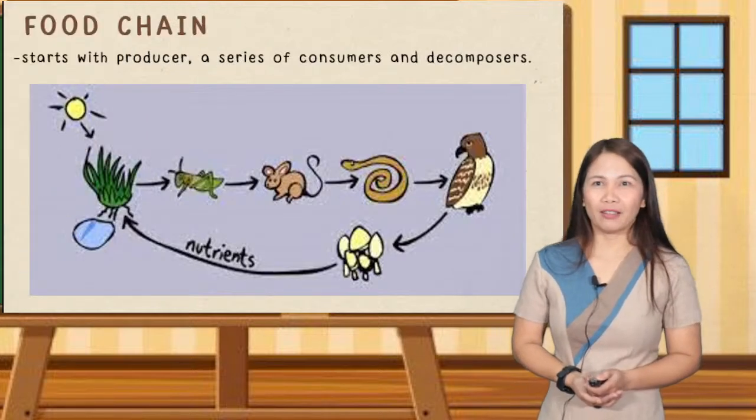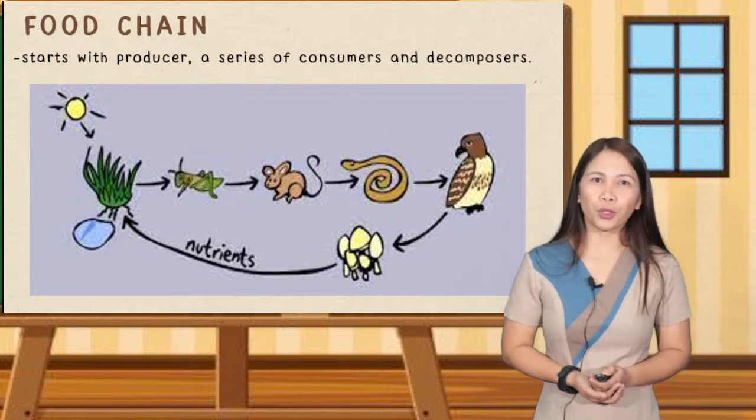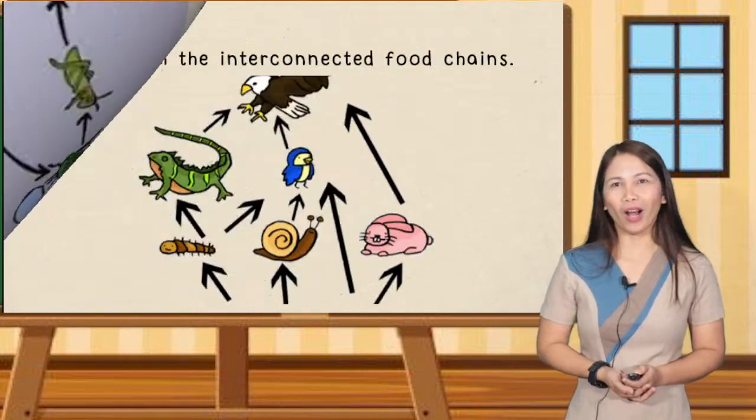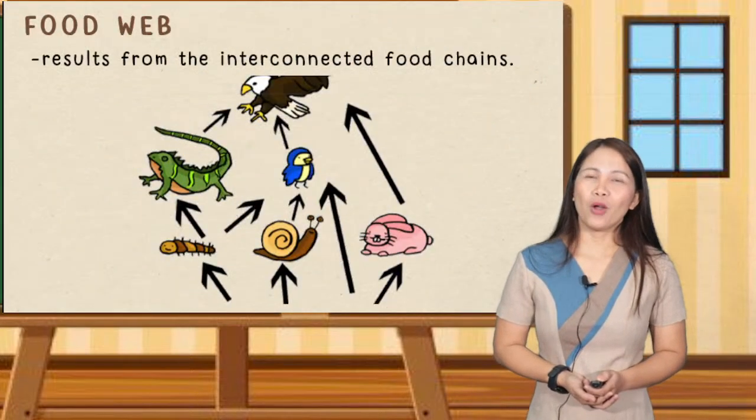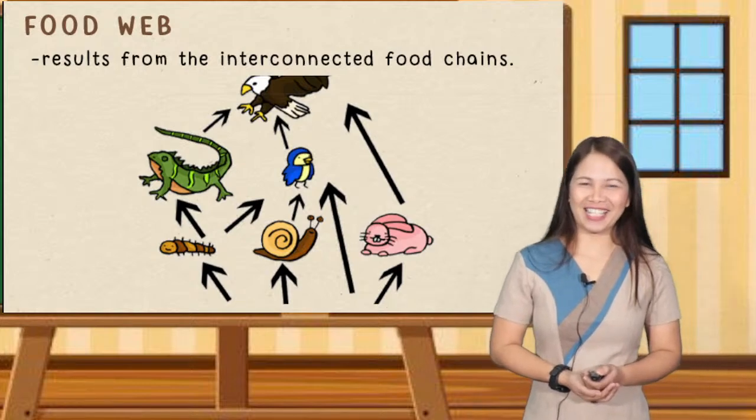Food chain starts with producer, a series of consumers, and decomposers. While food web results from the interconnected food chains.